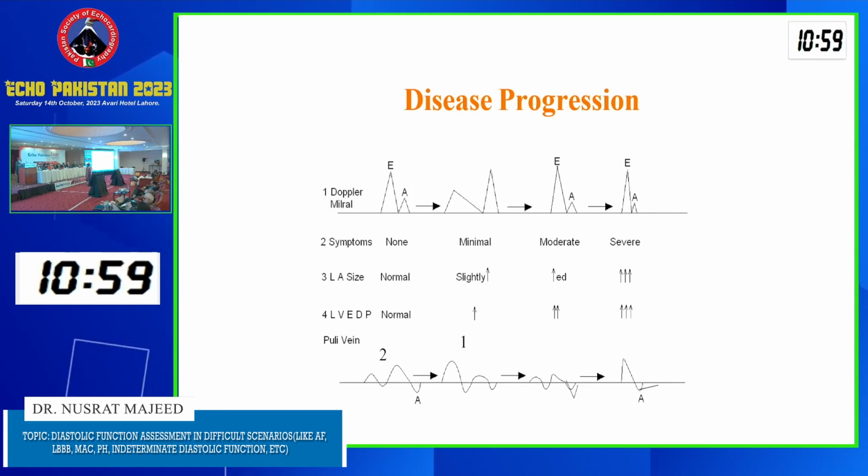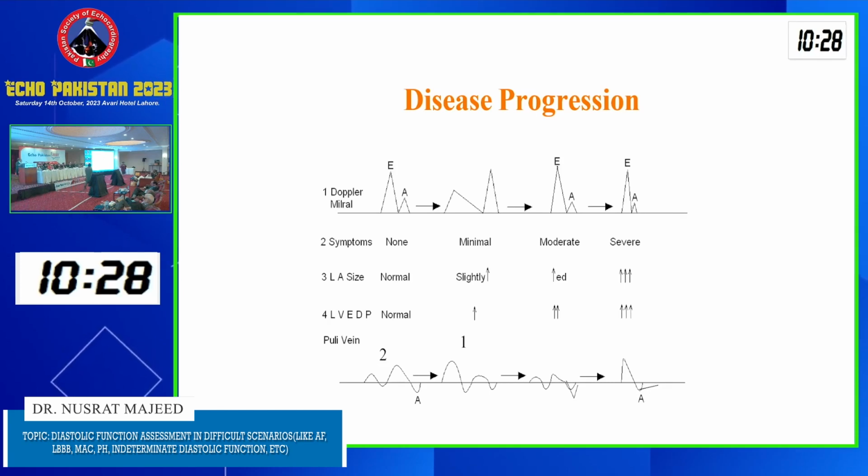Okay, this is a very comprehensive slide. Some of my colleagues, Dr. Tipu and Dr. Sohail, have been to Mayo Clinic, and the five or six slides I've just made into one for simplicity. You can see the first one here, that is the normal pattern. E is twice the size of A, and of course the patient is asymptomatic, left ventricular size normal, and left ventricular end-diastolic pressure normal.